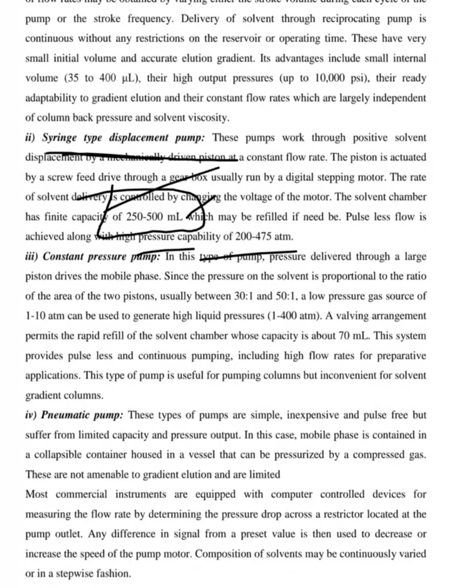And next is the constant pressure pump. Here, high liquid pressure is generated, from 1 to 400 atmospheres. And next is the pneumatic pump. These types of pumps are simple and inexpensive, and pulse free, but suffer from limited capacity and pressure output. Just knowing the names of the pumps is enough for this.